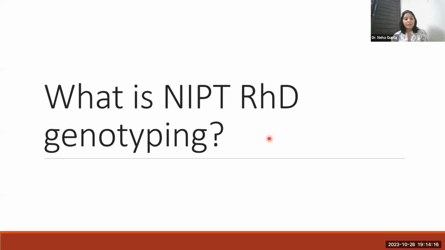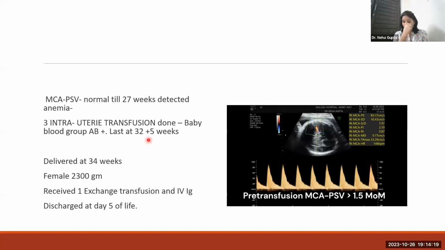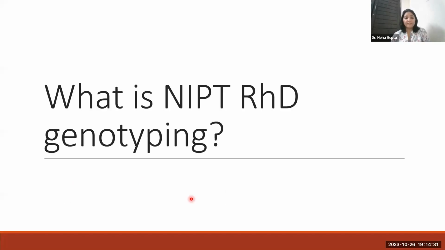So, with proper follow-up, in this patient 3 transfusions were given intrauterine. The baby was delivered at 34 weeks, female, 2.3 kgs, and 1 exchange transfusion and IVIG were given after birth. Discharge was at day 5, and the baby is doing absolutely fine.